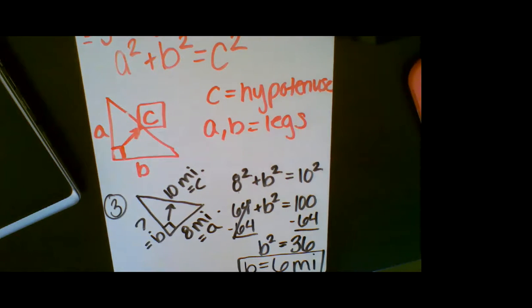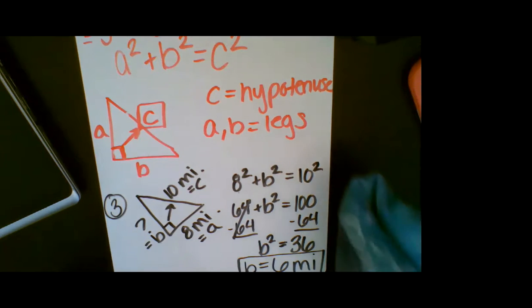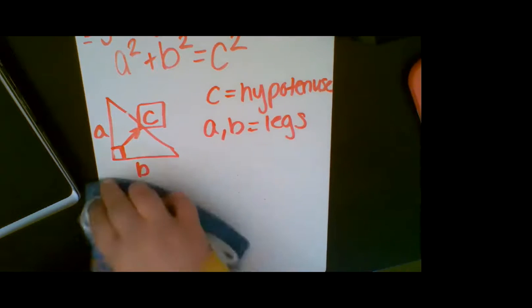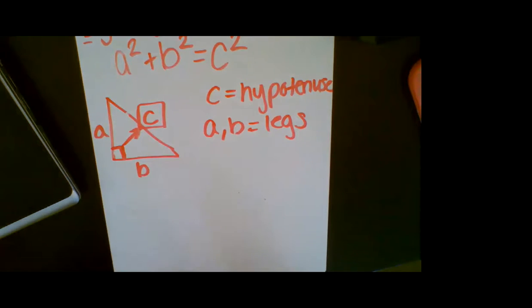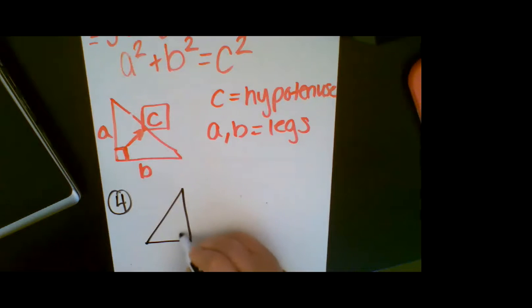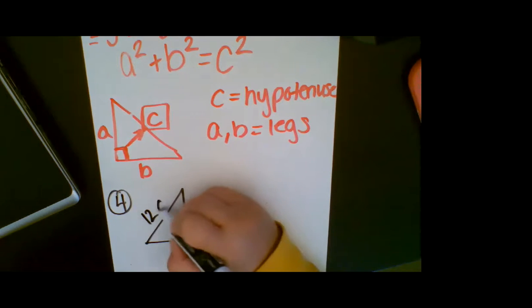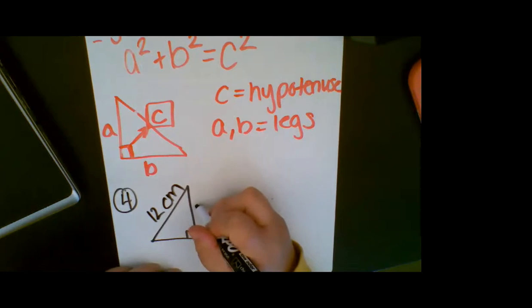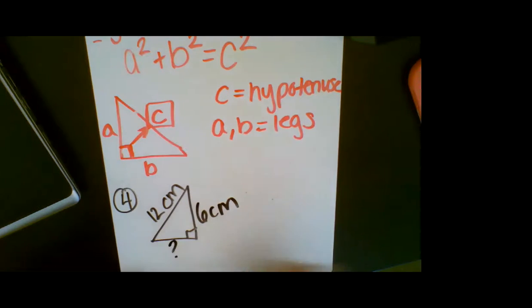Okay, we're gonna do one more like this with that extra step of subtraction thrown in. Okay, but it's the same process. We plug in our numbers we have, move over the number so the letter is by itself, and then take the square root. Let's do one more. All right, let's make this one 12 centimeters. We can do metric. Let's make this one 6 centimeters, and we don't know this side.